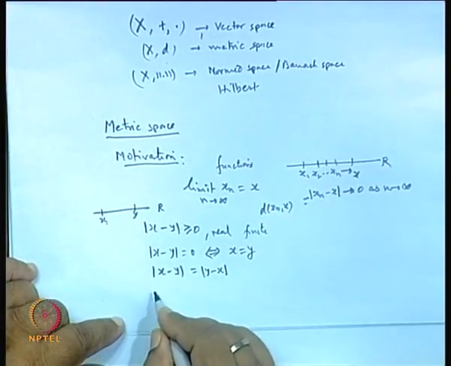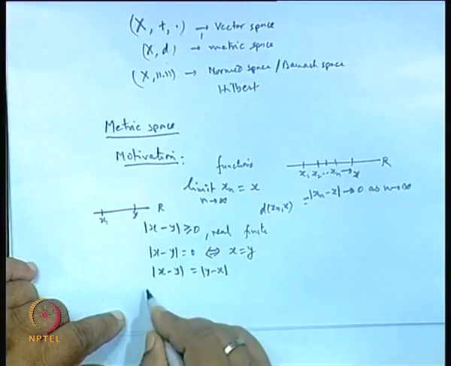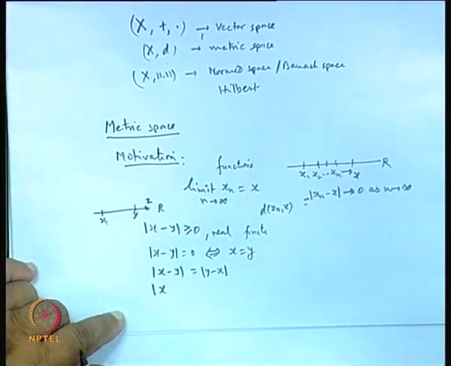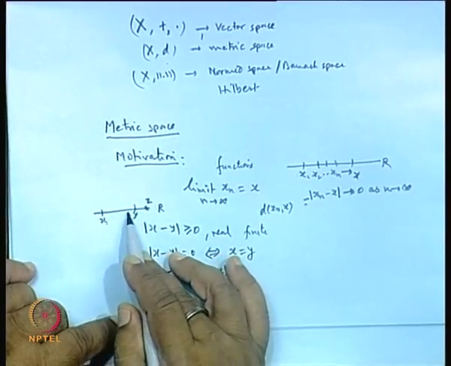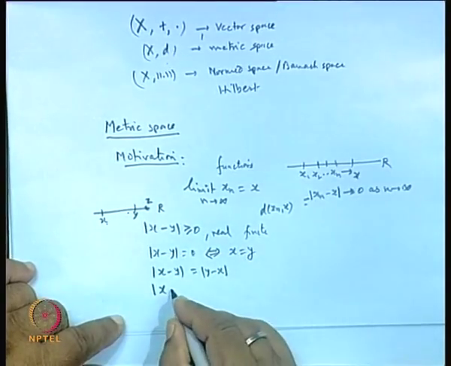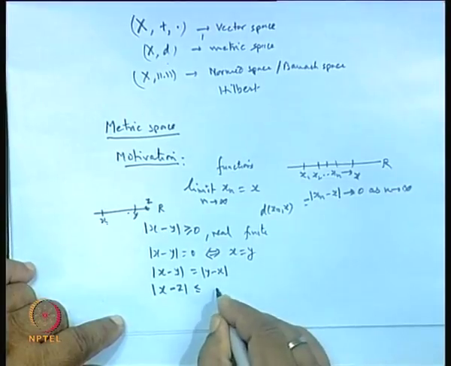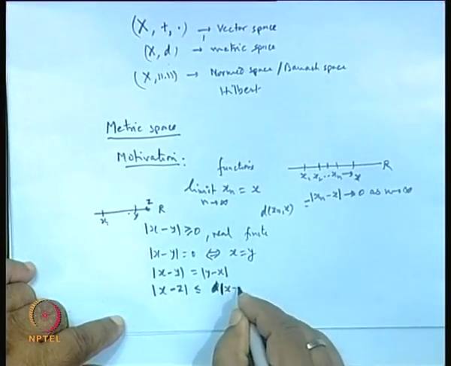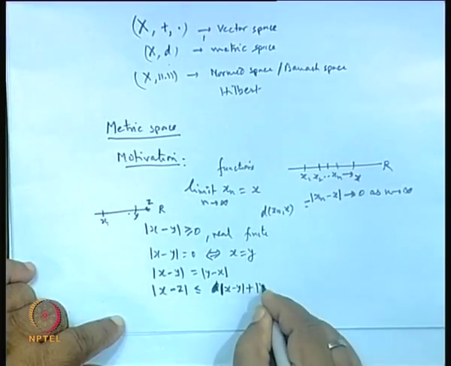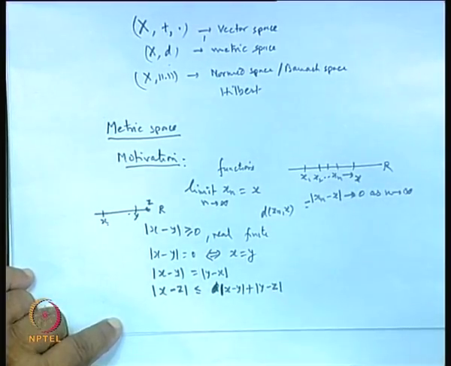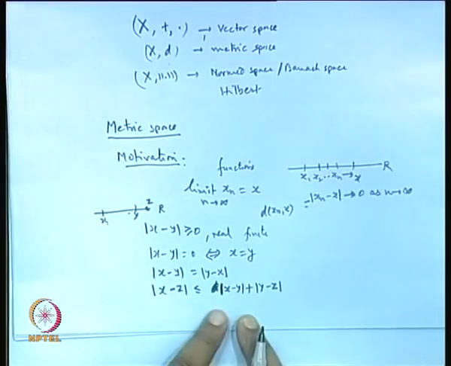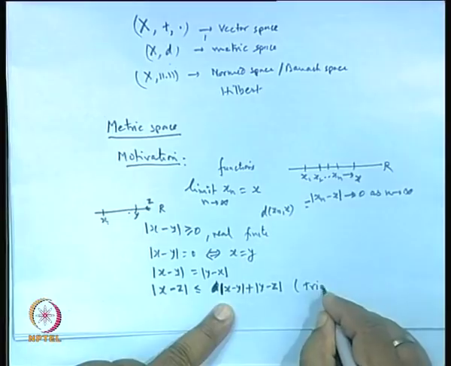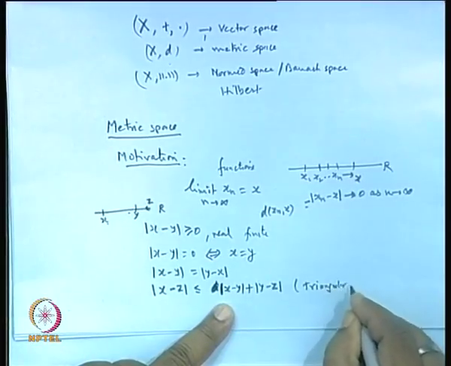Then another property which the modulus function enjoys is that if I choose a point z on the real line, either in between x and y or maybe outside of this, then mod of x minus z will always be less than or equal to mod of x minus y plus mod of y minus z. This property we also call the triangular property.